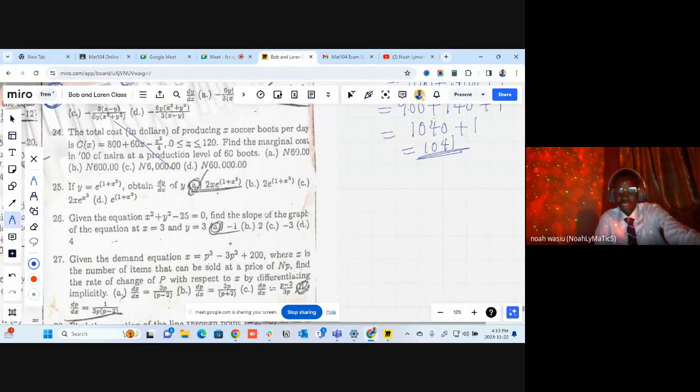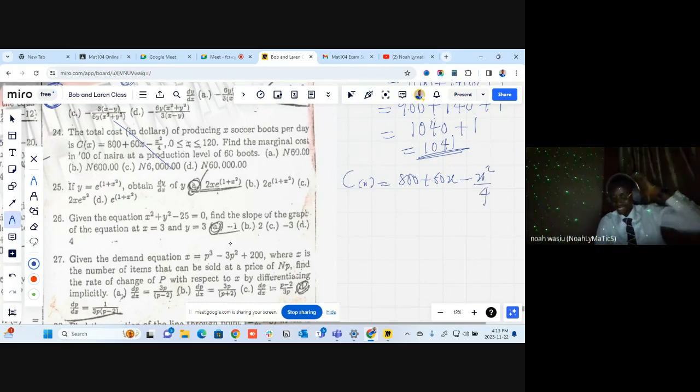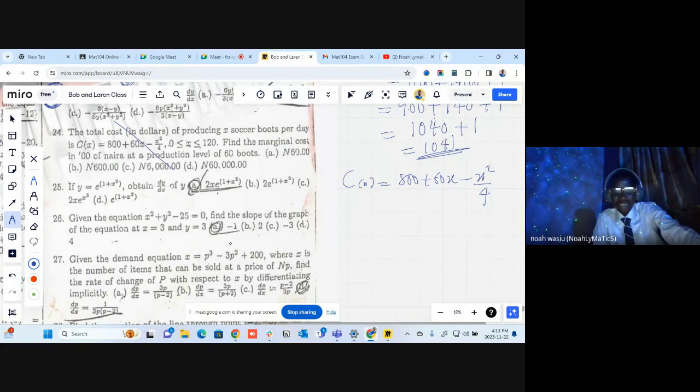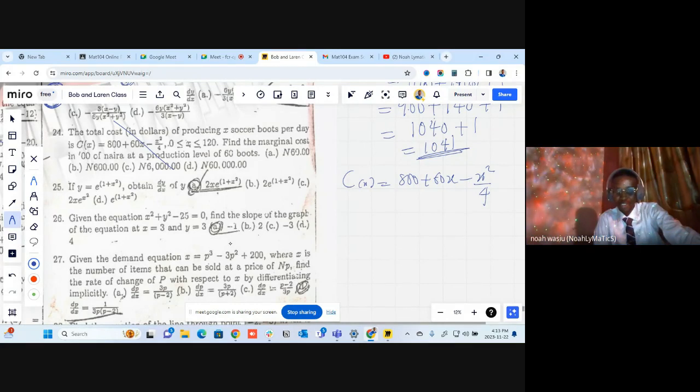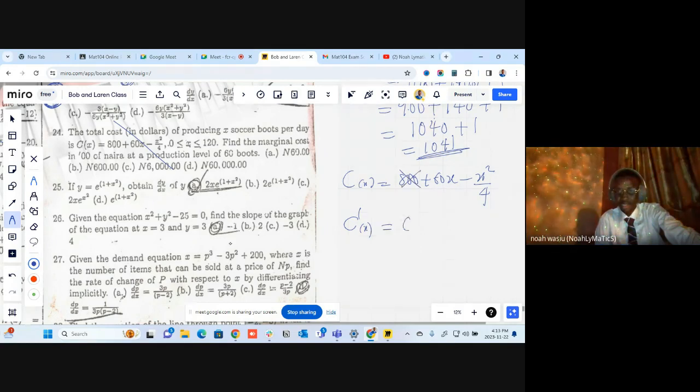It says we are given a cost function of 800 plus 60x minus x squared over 4. That reminds me, this question is not correct. Find the marginal cost. You're given a cost here, and you now want to look for the marginal cost. The marginal cost is just C prime. You differentiate now. If I differentiate 800, what will I have? 0. And if you differentiate 60x, that will give you 60. 1 times 60 is 60, x to the power of 0, so it is 60.